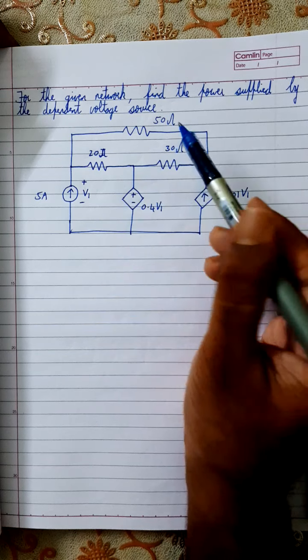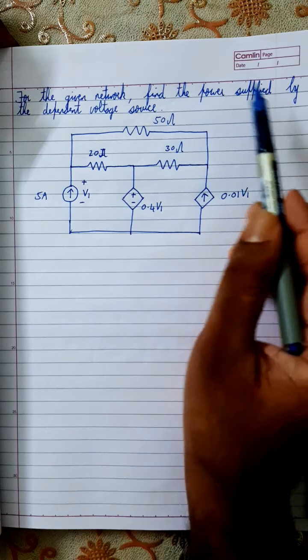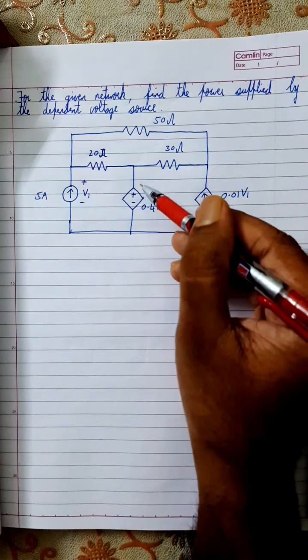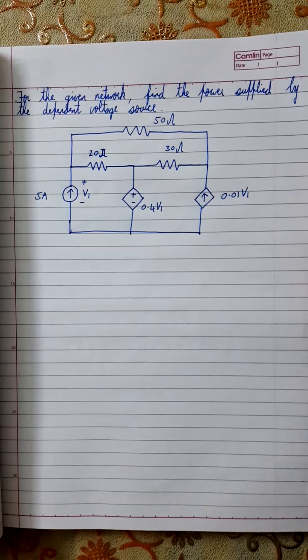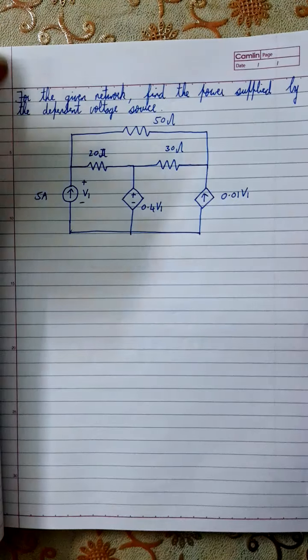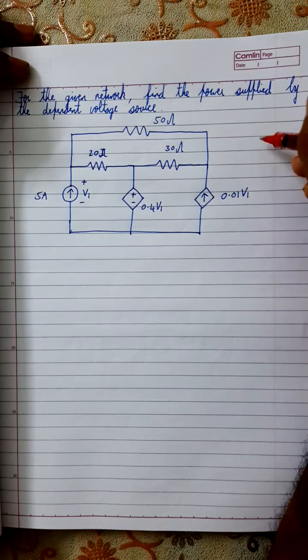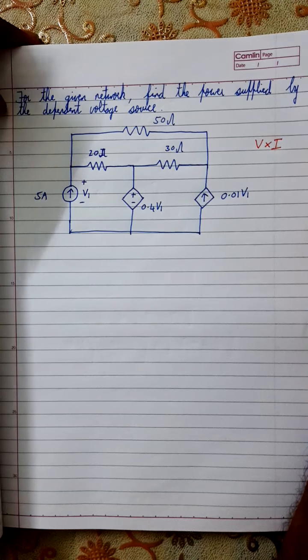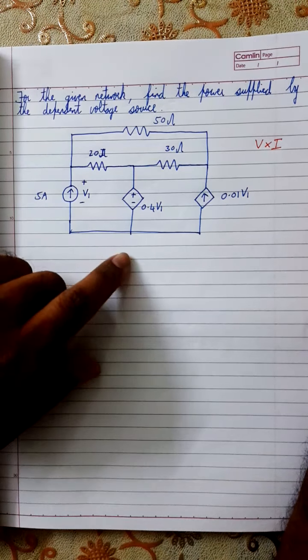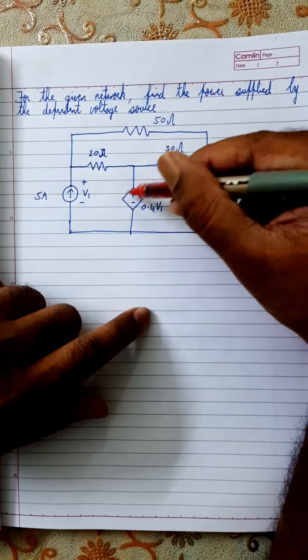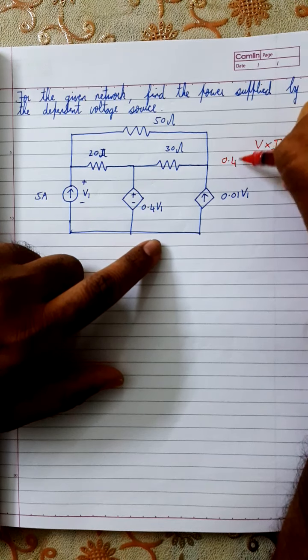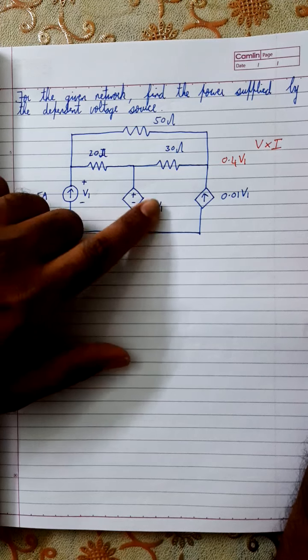So what is the question now? Find the power supplied by the dependent voltage source. That means find the power supplied by this source over here. So what is the equation for power? Power is V into I, voltage into current. So what is the voltage over here? The voltage is 0.4 V1.